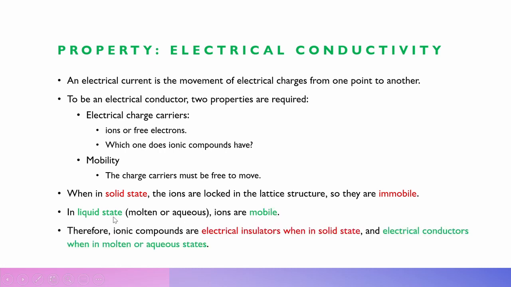For this reason, ionic compounds are electrical insulators when they are solids, and when they become liquids either by melting or by dissolving it in water, they become electrical conductors. That is to say, a solid piece of salt cannot conduct electricity, but if you were to melt it or if you were to dissolve it in water, then it can conduct electricity.